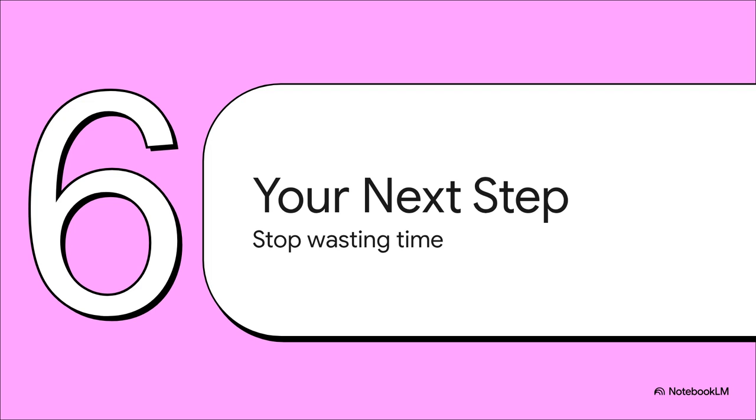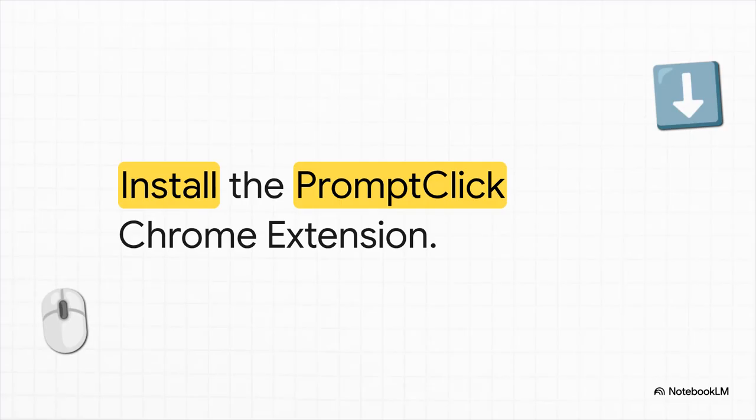So, if you are ready to finally escape the copy-paste trap, your next step is very, very simple. It's time to stop wasting your energy on these manual tasks and free up your focus so you can actually start creating. Getting started could not be easier. All you have to do is install the PromptClick Chrome extension. That's it. It will completely transform how you work between your spreadsheets and AI.